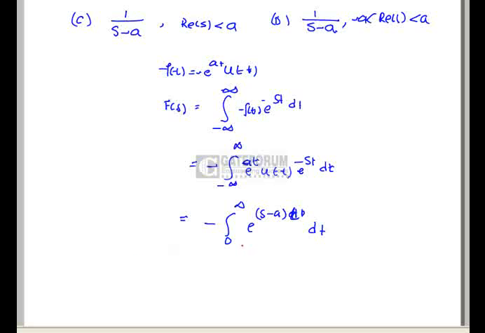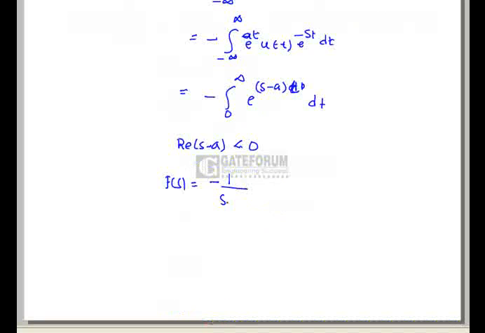The integration converges to a finite value if and only if the real part of s minus a is less than 0. That means F of s equals 1 by s minus a, if and only if the real part of s is less than a. Hence option C is correct.